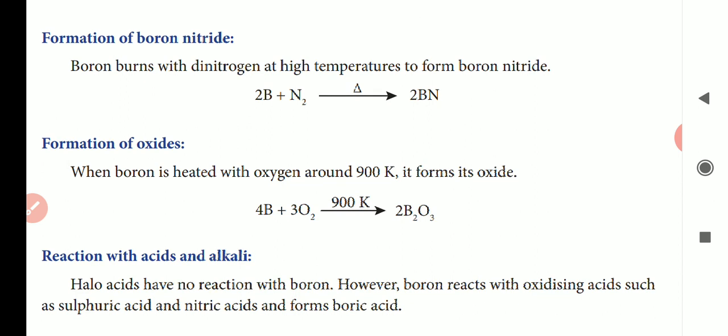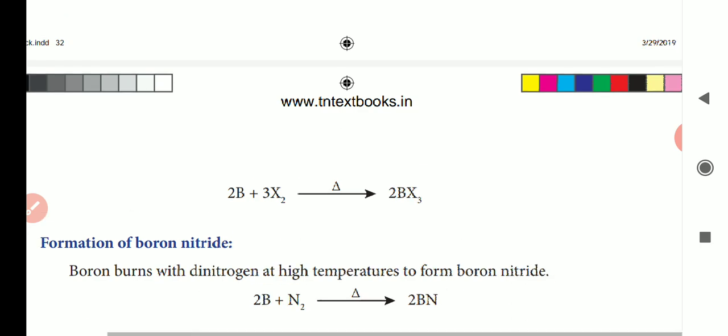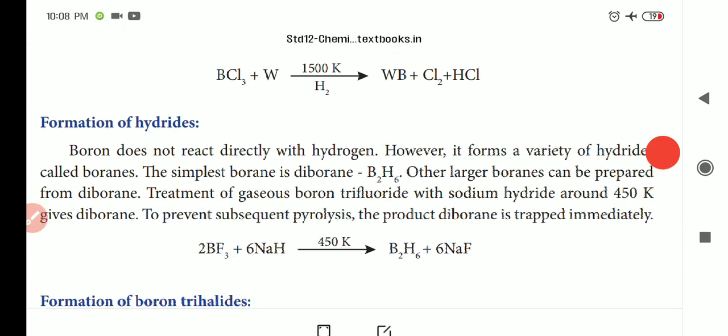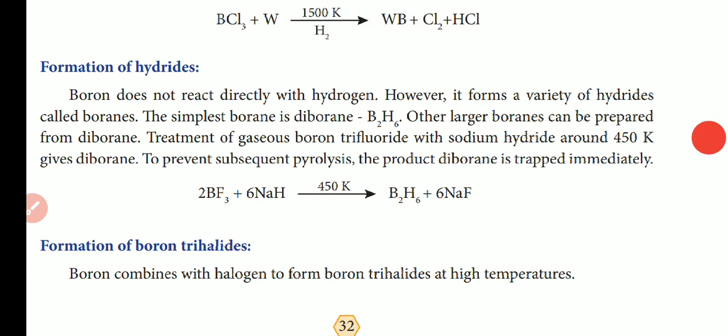Next, the formation of boron nitride. Boron burns with dinitrogen at a high temperature to form boron nitride. What is the action of nitrogen with boron? There are 2 more questions. What is the action of boron with the halogens? What is the action of boron trifluoride with sodium hydride? These are important 2 mark questions.